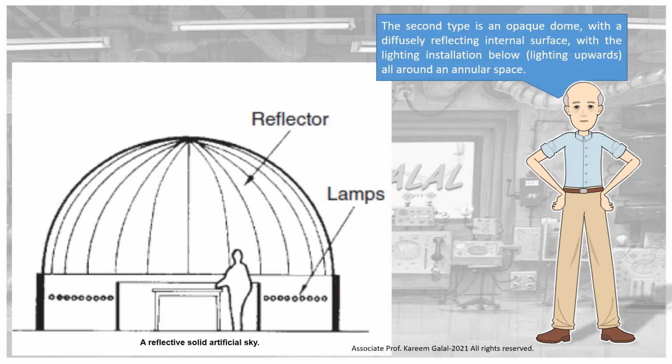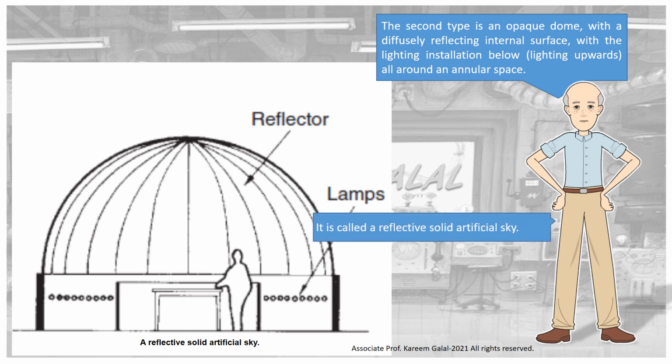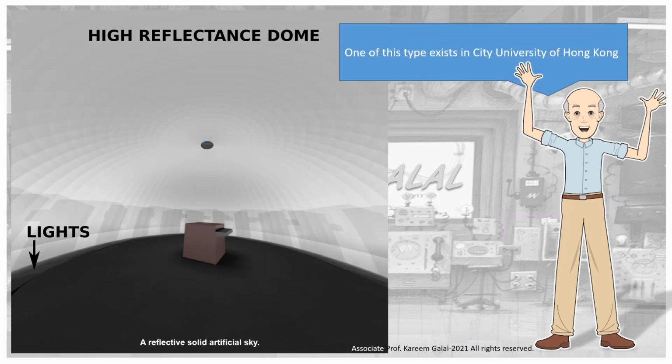The second type is an opaque dome, with a diffusely reflecting internal surface, with the lighting installation below, lighting upwards, all around an annular space. It is called a reflective solid artificial sky. One of this type exists in City University of Hong Kong.